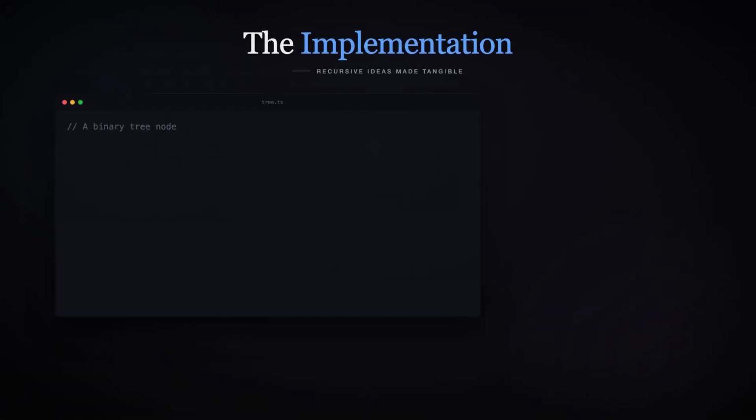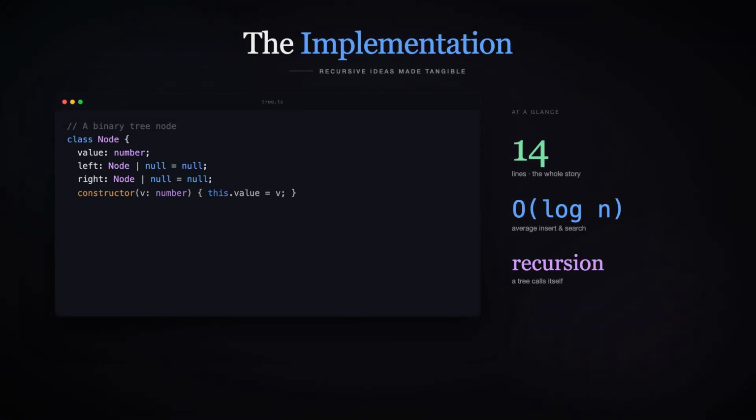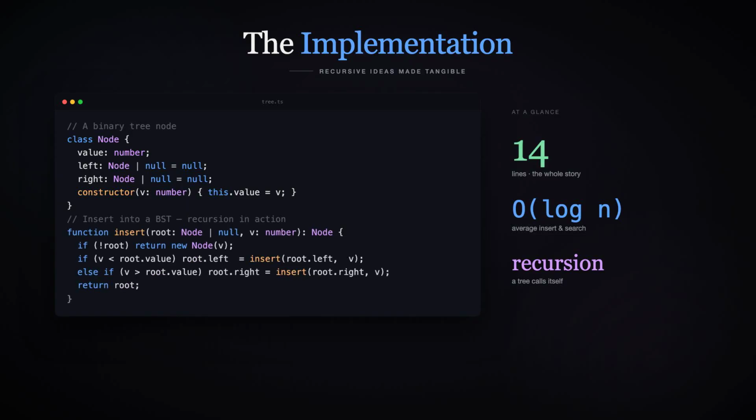Here's a binary tree in code. A node holds a value and references to its children. The structure is recursive, and so is the logic that operates on it. Inserting, searching, traversing, all expressed in a few elegant lines because trees themselves are recursive ideas made tangible.